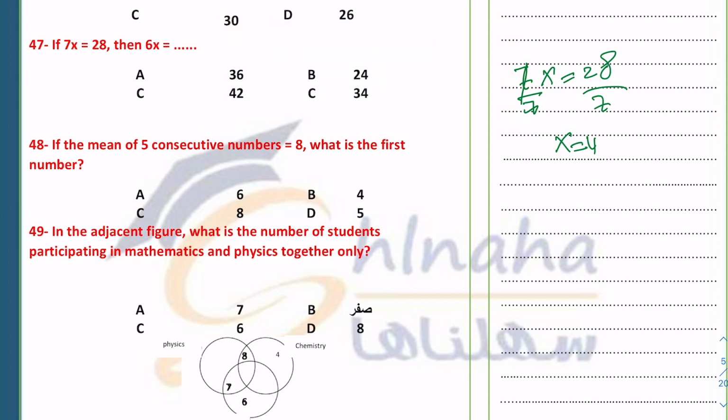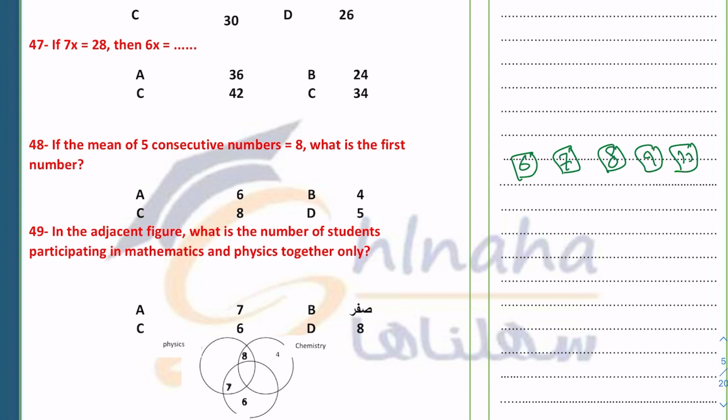Question number 48. If the average or mean of 5 consecutive numbers is 8, what is the first number? Okay, I have 5 numbers. If you have consecutive numbers, the number in the middle will be the average, which is 8. What is the number before it? It will be 7, and here 6. After it, 9 and 10. What is the first number? It will be 6.